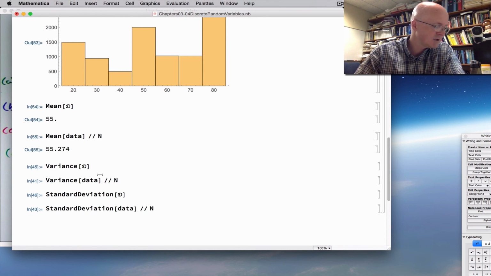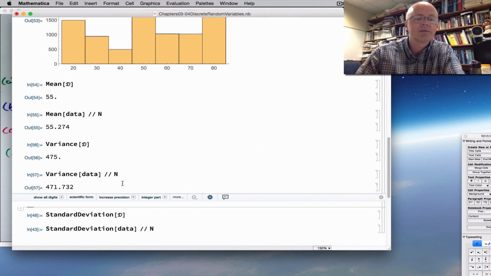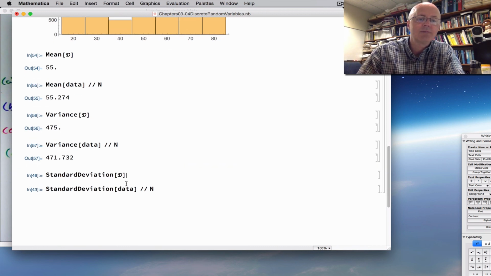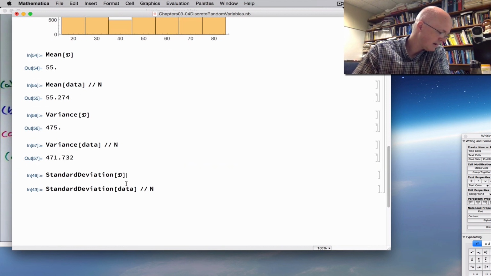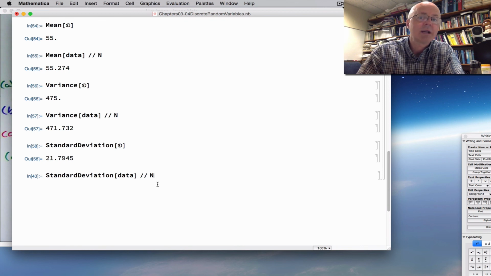The variance, this should be exactly 475. The variance of the data should be approximately 475. Standard deviation of the distribution should be about 21.7945. Yep. And the data standard deviation should be close to that.